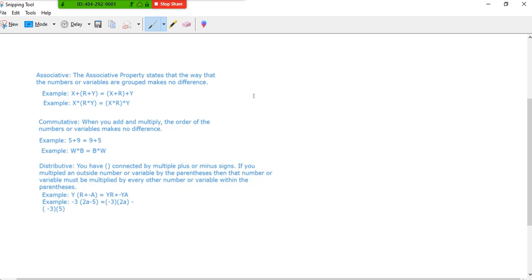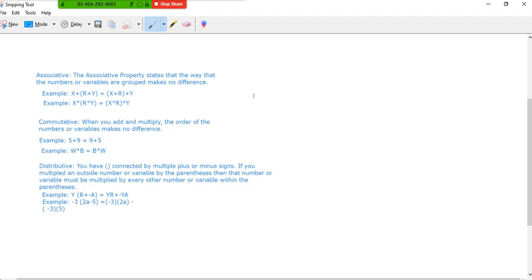Example: x plus the quantity r plus y equals the quantity x plus r, plus y. Example 2: x times the quantity r times y equals x times r, the quantity x times r times y. As we can see, the variables in the parentheses can switch, and it doesn't matter towards the equation.